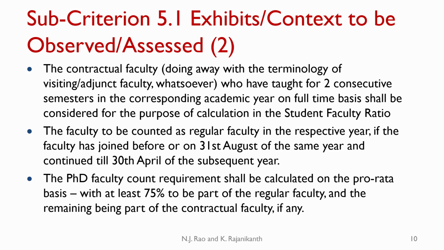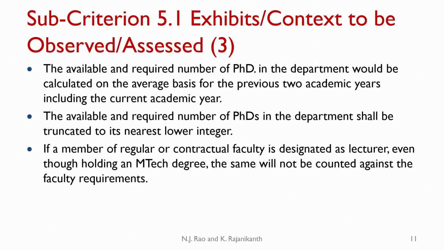The PhD faculty count requirement shall be calculated on the pro rata basis with at least 75% to be part of regular faculty and the remaining being part of contractual faculty, if any. The PhD faculty count will be calculated based on this pro rata basis depending on the actual number of faculty that you have. And the available and required number of PhDs in the department would be calculated on the average basis for the previous 2 academic years, including the current academic year.